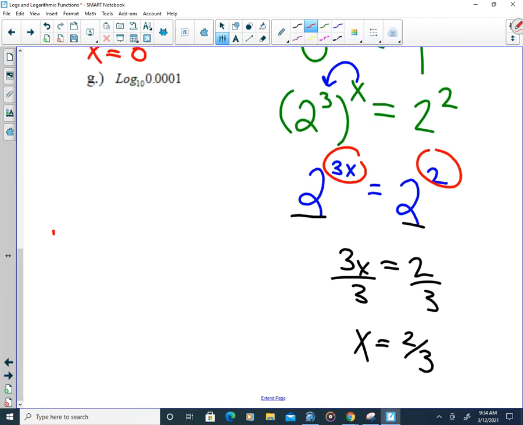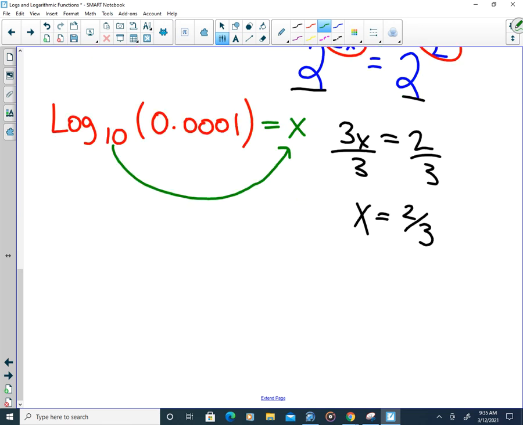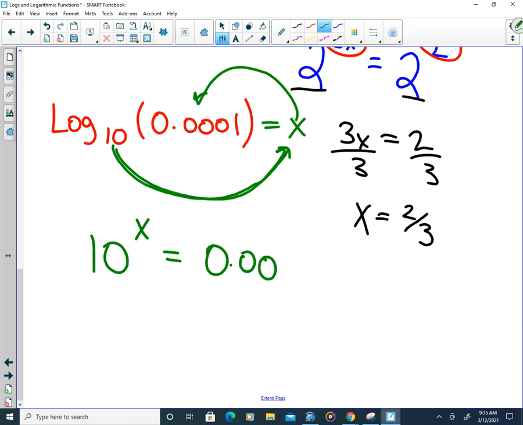We got the log base 10 of 0.0001. We want to know what that is. So again, let's set that equal to x. And we're going to do the same thing. Start with our base, do the circle of life. We got 10 to the x power is equal to this decimal, 0.0001.